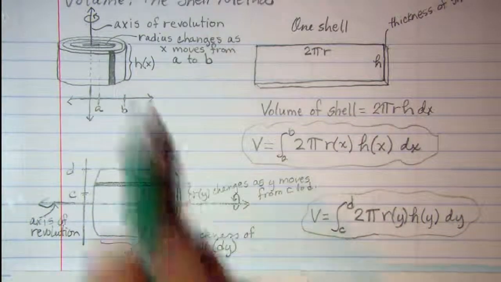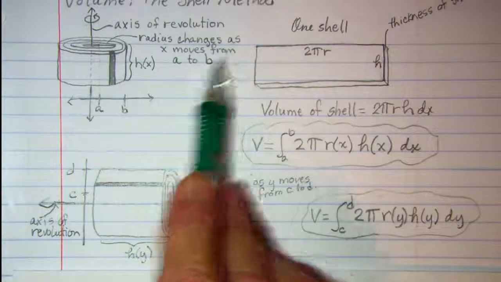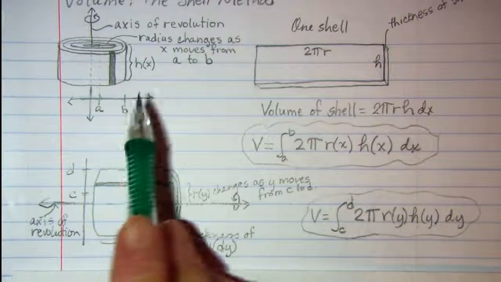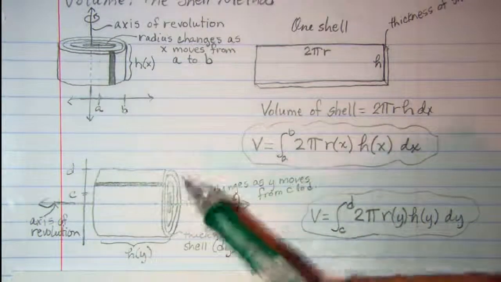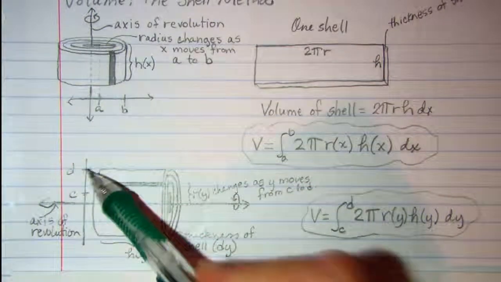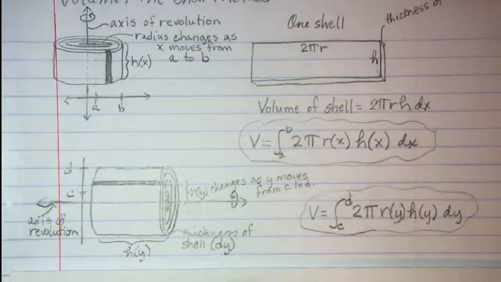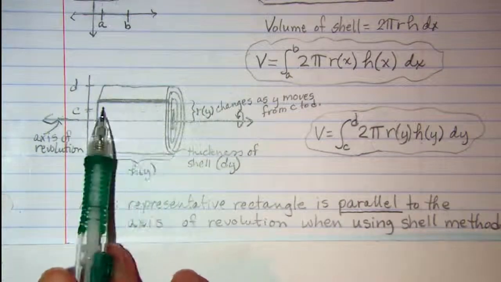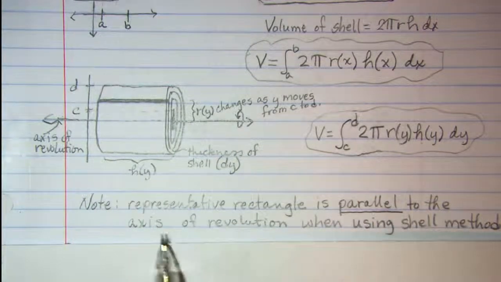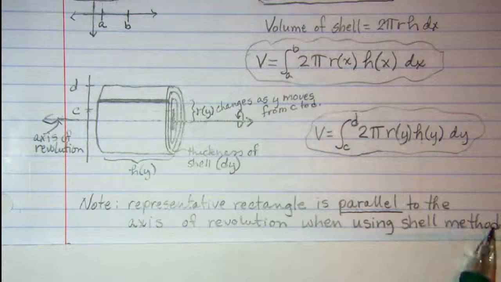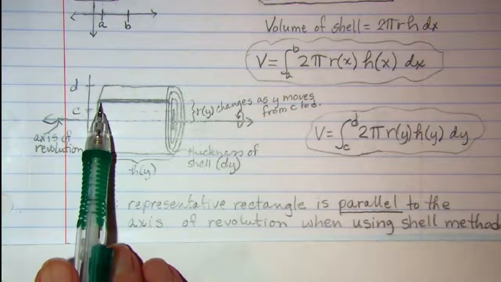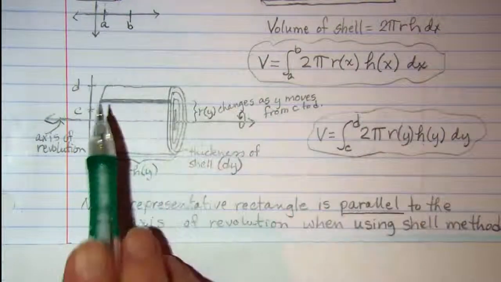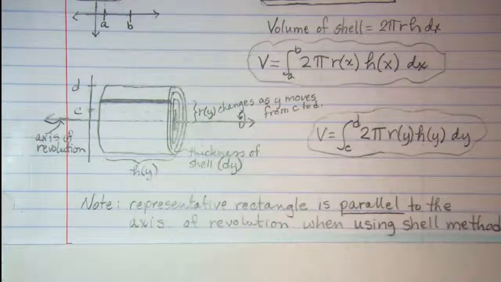Notice on this one up here, my radius changes as x moves from a to b. So x is moving from a to b, so my radius is what's changing when we integrate. And then on this, my radius changes as y moves from c to d. Also, notice the representative rectangle is parallel to the axis of revolution when you're using the shell method. So we're moving our representative rectangle on this one from c to d, so it's moving along like this, and it is parallel to the axis of revolution.